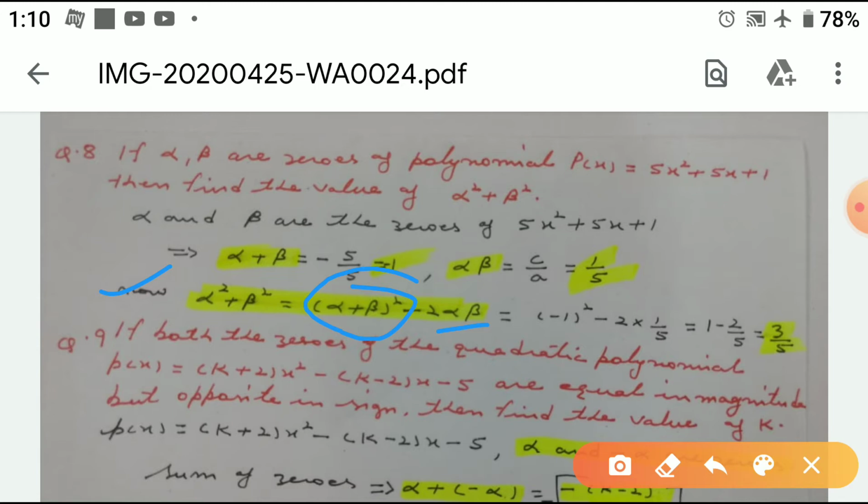Now put the value of alpha plus beta, which is minus 1. So minus 1 whole square minus 2 into alpha beta, that is 2 into 1 upon 5, and finally the value of alpha square plus beta square is 3 by 5. The value of alpha square plus beta square is 3 by 5.